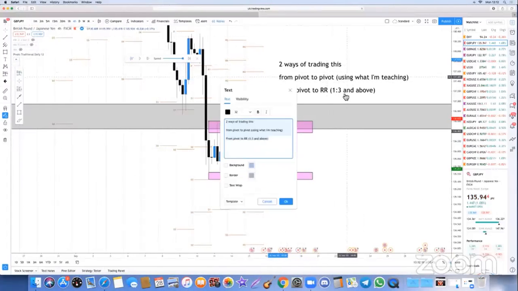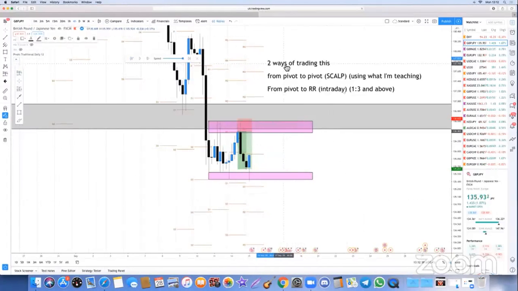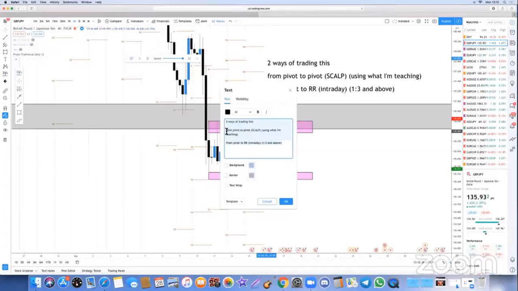Let me explain. From pivot to pivot is a scalp, and from pivot to risk reward is an intraday. It's a bigger target, it's an intraday. Guys, do you understand the difference between scenario 1 and scenario 2? Scenario 1 is pivot to pivot, which I showed you first, and scenario 2 is pivot to risk reward, which I showed you second.